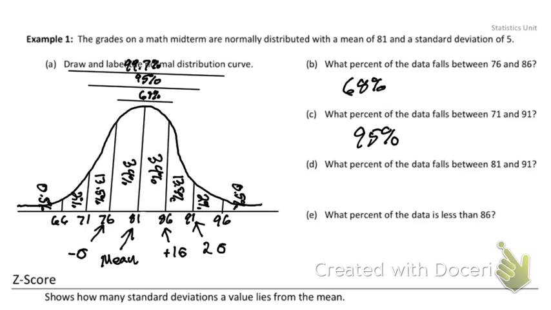Next it says what percent of data falls between 81 and 91? Well, 81 and 91 would be that 34%. So let's highlight that really quick. So we're talking about this plus this. This is why I break it down. It makes it a little easier now. We're going to do that 34% plus that 13.5%, which is going to give me that 47.5%.